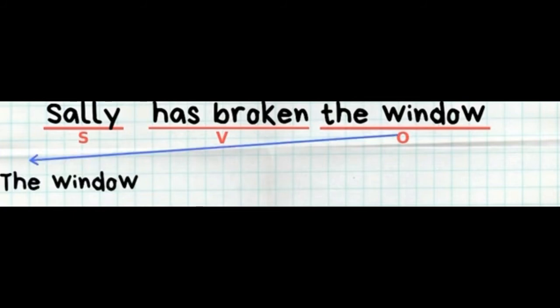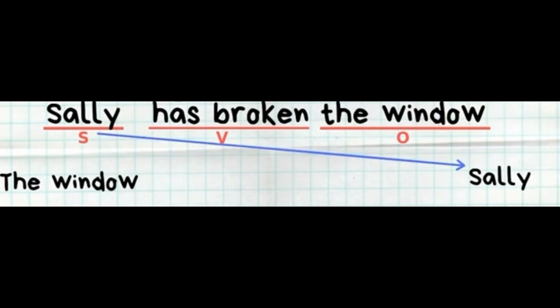Sally has broken the window. Subject, Sally; has broken, verb; object, the window. Then the window goes to the beginning. Sally goes to the end. We add by to connect ideas.